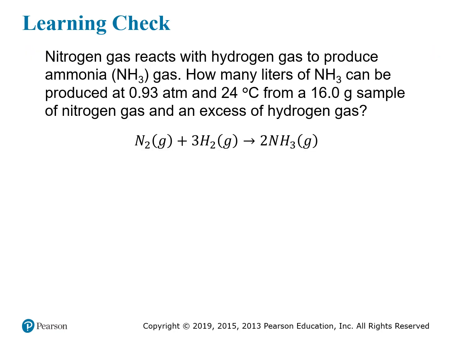Let's look at how this works in an example. A nitrogen gas reacts with hydrogen gas to produce ammonia gas, NH3. Again, we've seen this equation many, many times before. How many liters of ammonia, that's the product, NH3, can be produced at 0.93 atmospheres and 24 degrees Celsius from a 16-gram sample of nitrogen gas and an excess of hydrogen gas? Luckily they told us that we have excess hydrogen gas, so we don't need to worry about calculating limiting reactants or anything like that. But we're given the mass of nitrogen and we're asked to find the volume of ammonia.